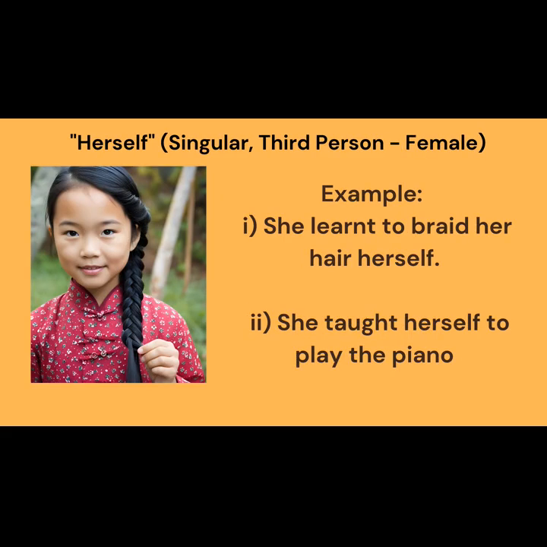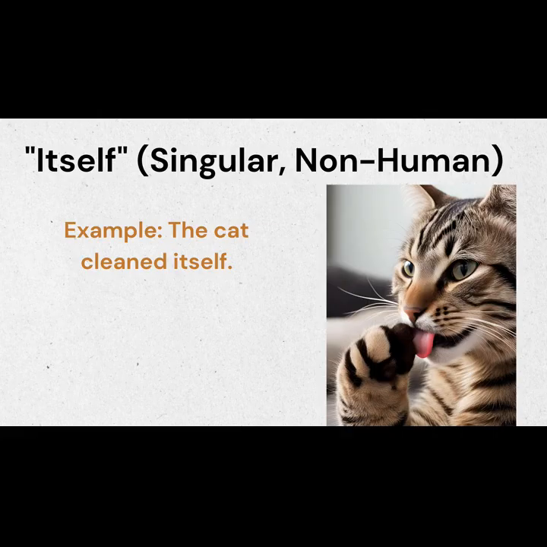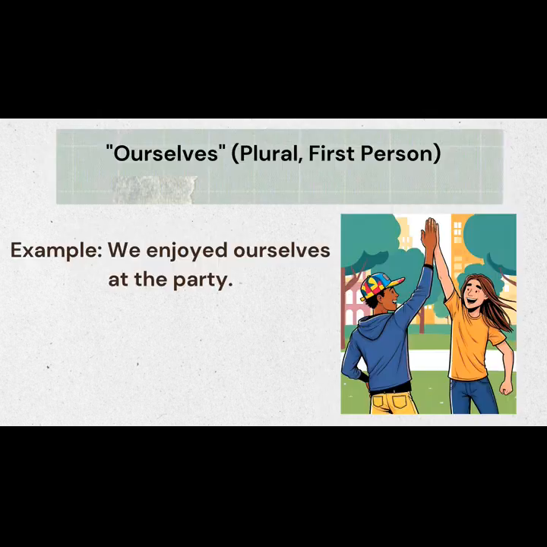Fourth, herself, used as a singular pronoun. We use herself for a girl or woman. For example, she learnt to braid her hair herself and she taught herself to play the piano. Fifth, itself, used as a singular pronoun. We use itself for animals or things. For example, the cat cleaned itself.